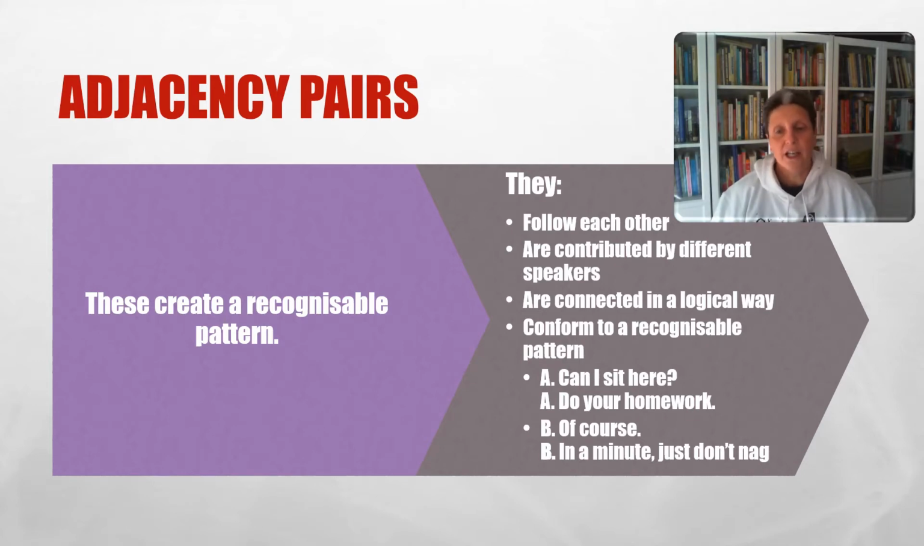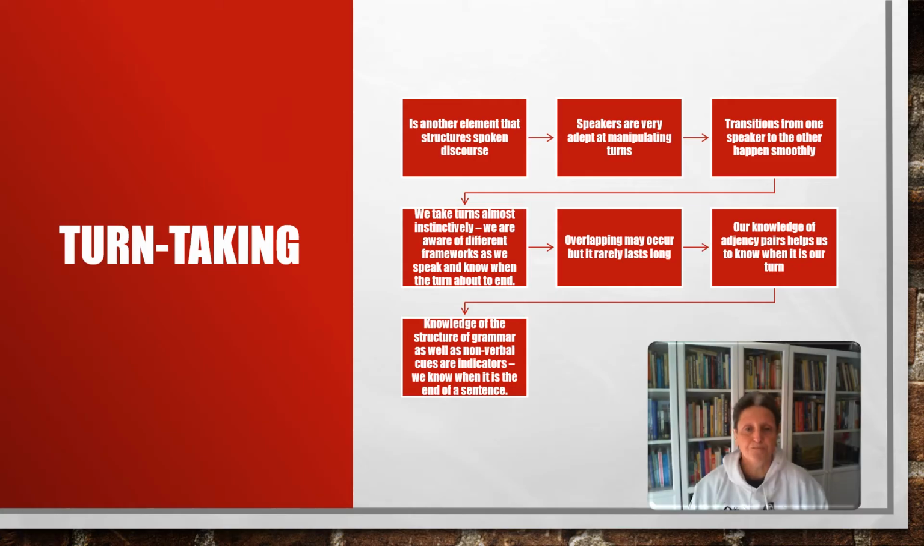So for instance, "Can I sit here?" The answer would be "Of course" or "No": an adjacency pair. "Do your homework." "In a minute, just don't nag me." These question and answer forms are really easy to identify, and they're good for you to identify perhaps early on. If you're sitting there really worried about your transcript in a SAC or in an exam and you just can't think, look for the adjacency pairs. There's something you can start writing about to get those juices flowing.